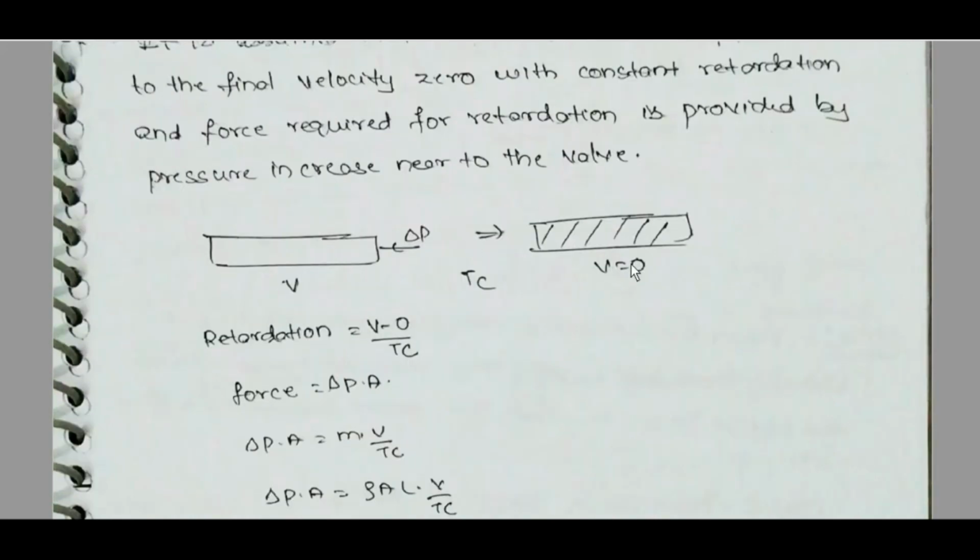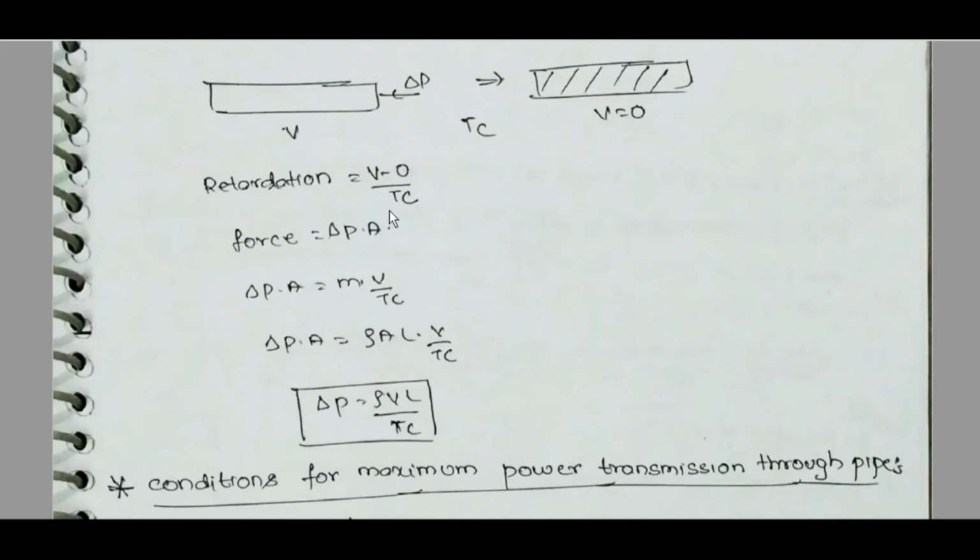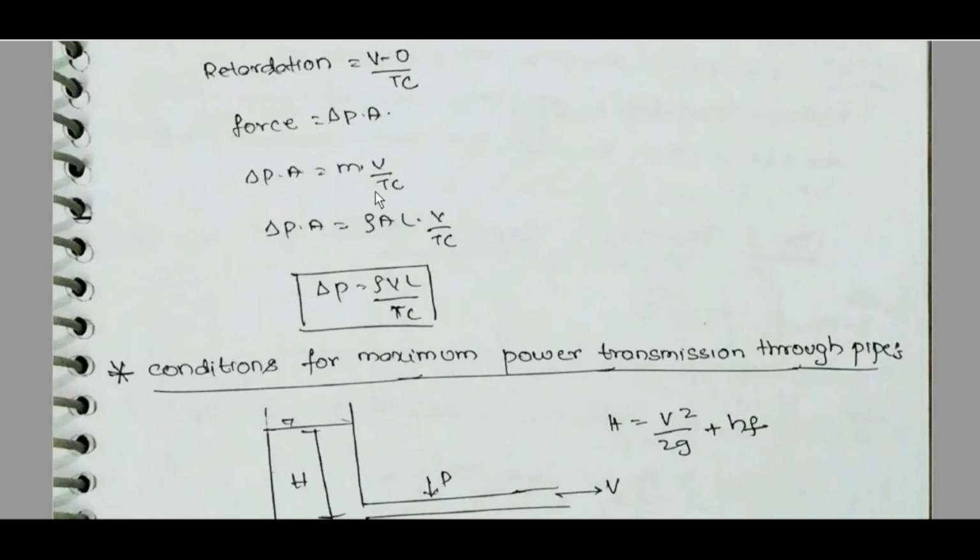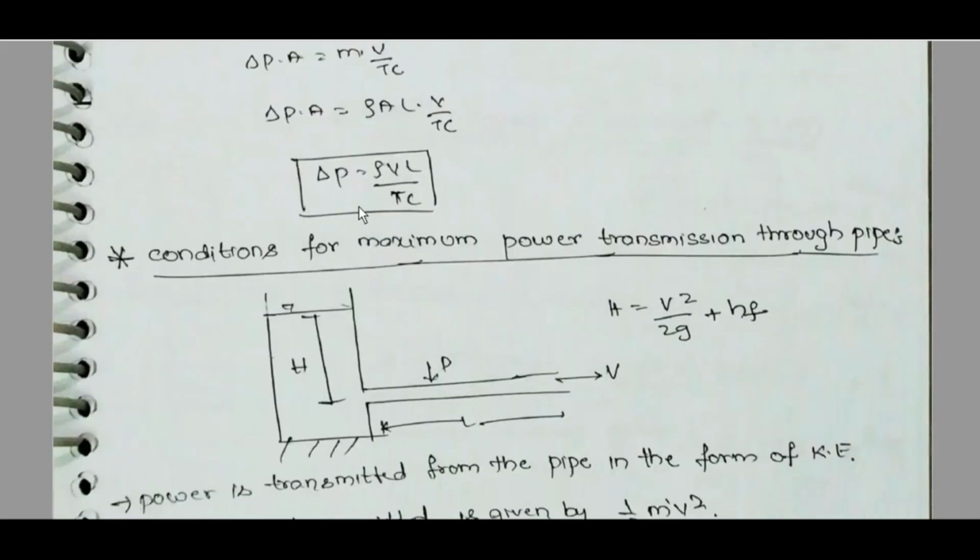Initial velocity V, final velocity 0. Retardation is equal to V minus 0 by Tc. Force is equal to delta P into A. Delta P into A is equal to mv by Tc. Delta P into A is equal to rho A L into V by Tc. Delta P is equal to rho V L by Tc.